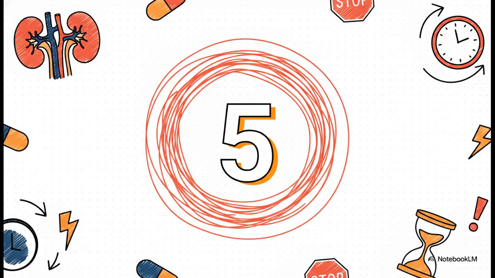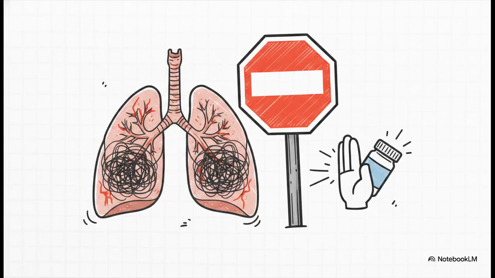Take 5 seconds to identify the absolute red flag here. The correct answer is 2, stop the meds immediately. And honestly, this brilliantly illustrates why recognizing pulmonary infiltrates early is quite literally a matter of life and death. These symptoms indicate a severe acute pulmonary hypersensitivity reaction. This requires the immediate cessation of the drug to prevent permanent, irreversible lung damage.